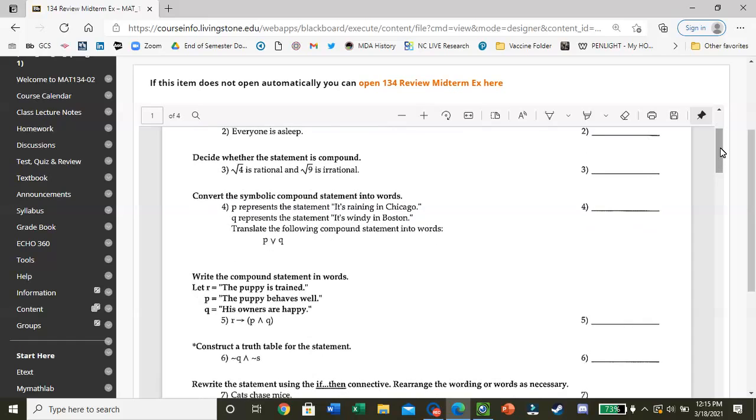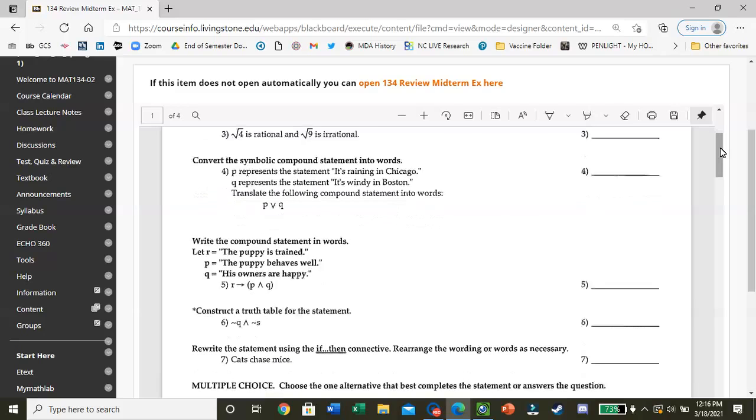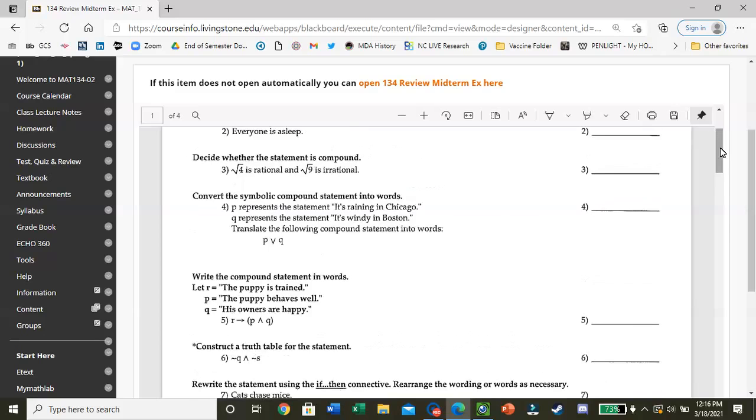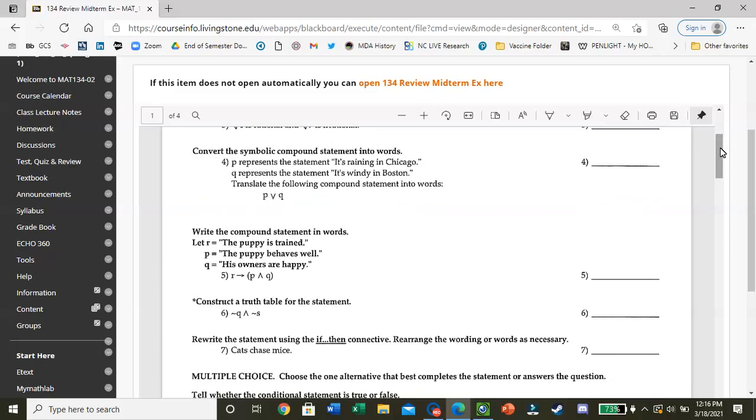Number 3, decide whether the statement is compound or not. So compound has what in between? Statement and then what in between? And, or, yeah, if then, right? So no questions with 3. How about questions with 4?